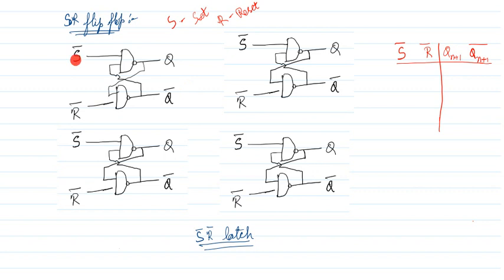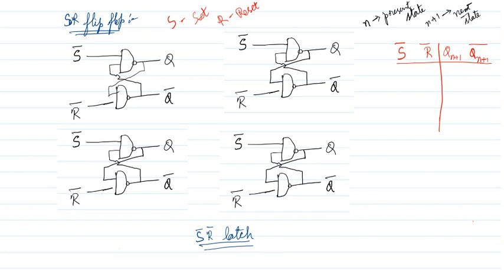What about S bar, R bar? These are the two inputs. The two inputs can be 0 0, 0 1, 1 0 or 1 1. That's why I have taken the four circuits. For each combination of input, I will be checking the outputs. Here n is the present state, and n plus 1 is the next state.